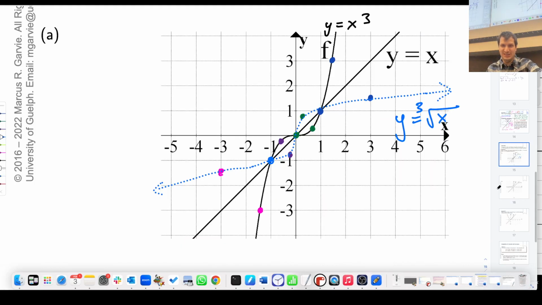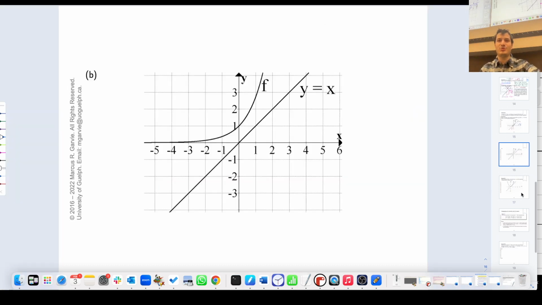Okay, that was one example. Any questions about this graphical idea? Flipping across the line y equals x. You've seen with even and odd functions flips across the x and the y axis. Now we're talking about flipping across this diagonal line, which is a little different. Okay, let's do one more.